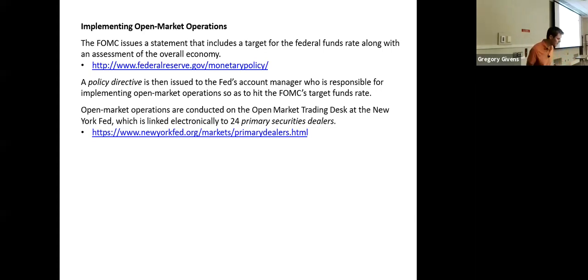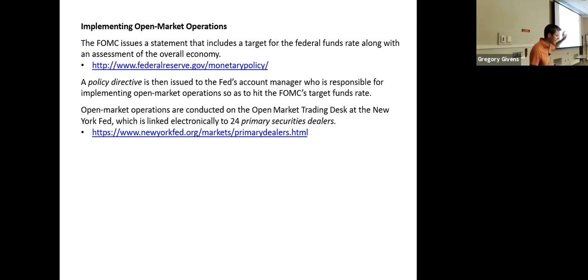Specifically, these open market operations are conducted by what's called the Open Market Trading Desk, or just the desk for short, at the New York Fed. Given its proximity to Wall Street, this is ideal and most convenient, and the trading desk is linked electronically to these primary government securities dealers that I've talked about a little bit. If you follow this link to the New York Fed's website, you can see the list of 24 primary securities dealers that the Fed engages in open market operations with, okay?